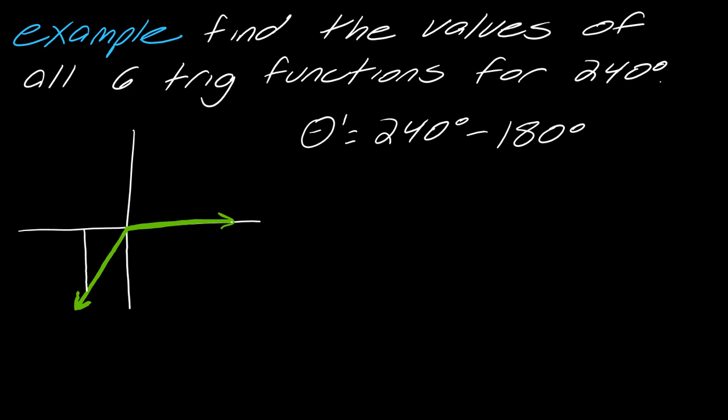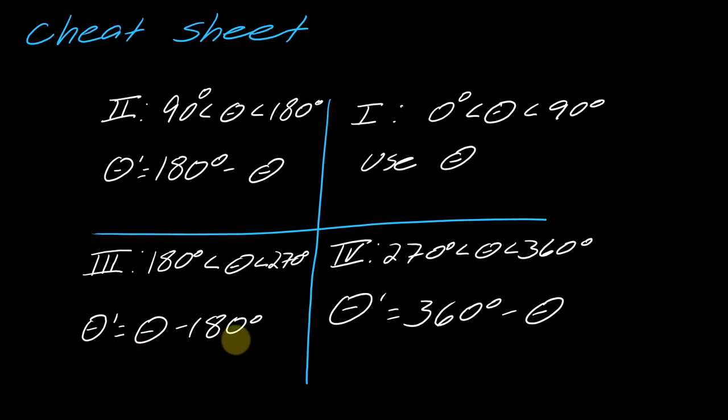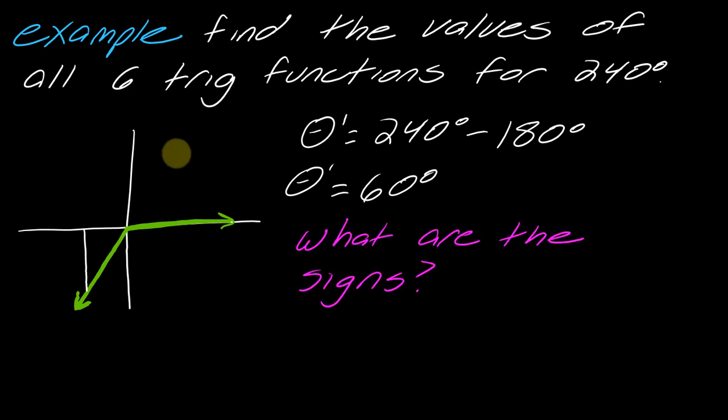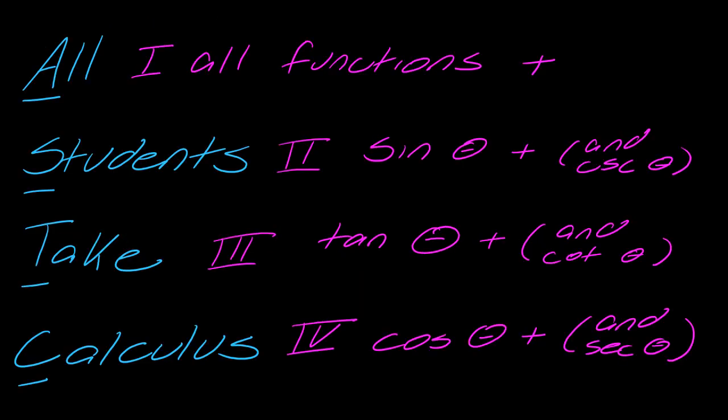To get the reference angle, using the little cheat sheet that we just talked about, I'm going to take theta minus 180. So I'm going to take theta, which is 240 degrees, and subtract off 180. That's going to get me the reference angle here. When I do that, I get that my theta prime is 60 degrees. Okay, now that's the reference angle, but I have to think about what the signs of my trig functions are in the third quadrant. We've talked about this: All Students Take Calculus. So we're talking about the third quadrant.